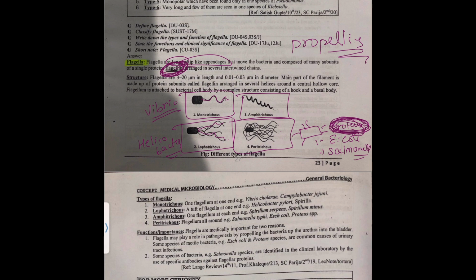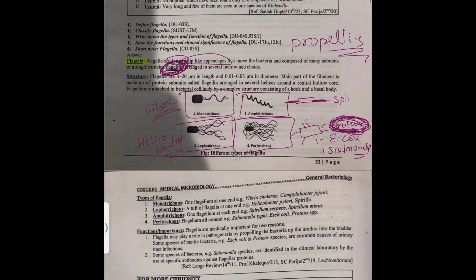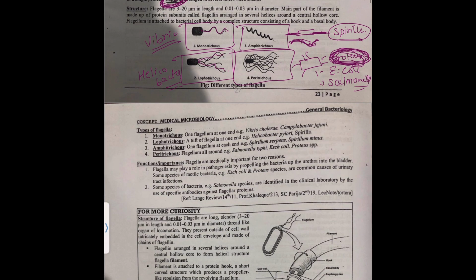Then amphitrichous means, if this is the bacteria, at both ends there is one flagellum each. This is amphitrichous. Example, Spirillum. Imagine a snake. Spirillum, spiral snake. So here you'll see the examples. Amphitrichous: Spirillum serpens, which is like a snake, and Spirillum minus. And peritrichous will be E. coli, Salmonella, and Proteus. Proteus is pleomorphic, and Proteus produces swarming motility.